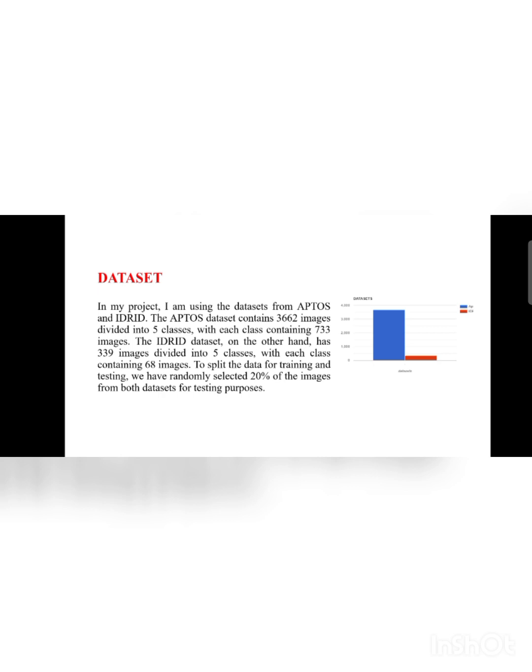The datasets used are APTOS and EyePACS. The APTOS dataset has 3662 images, which is classified into the 5 stages, in which each class contains 733 images, whereas the second dataset has 399 images, which is divided into the 5 sets. To split the datasets for training and testing, we have randomly selected 20% of images from both datasets for the testing process.